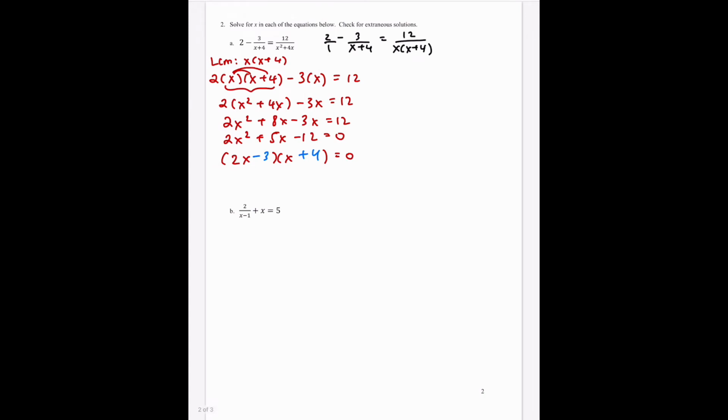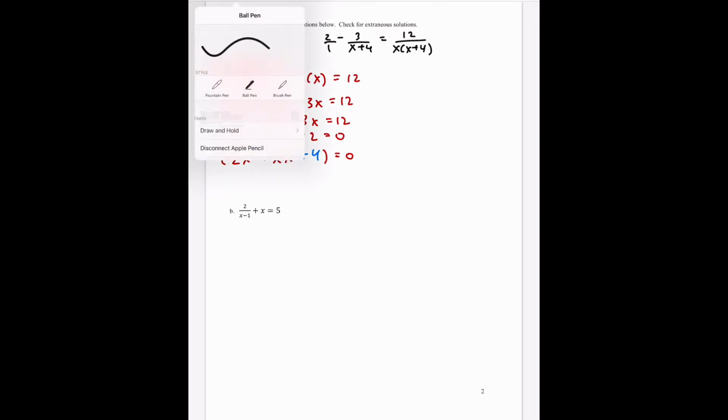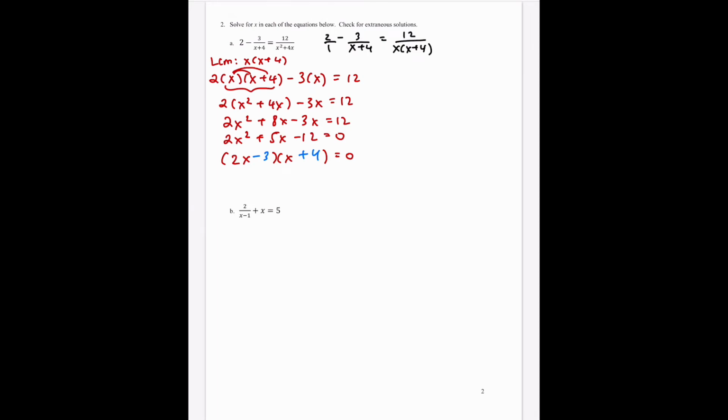2x times 4, that's going to be 8x. Negative 3 times x is negative 3x. You add them up, you get 5x. So we are good. Now we need to set each factor equal to 0 and then solve for x.